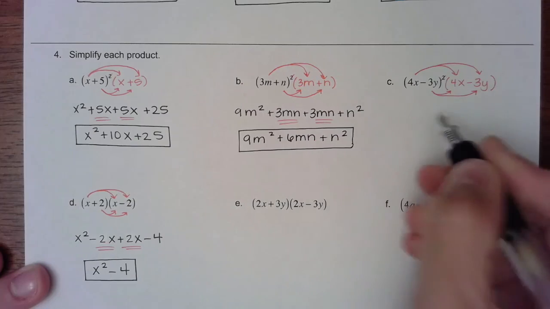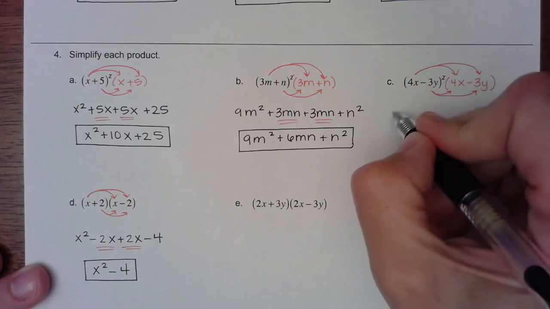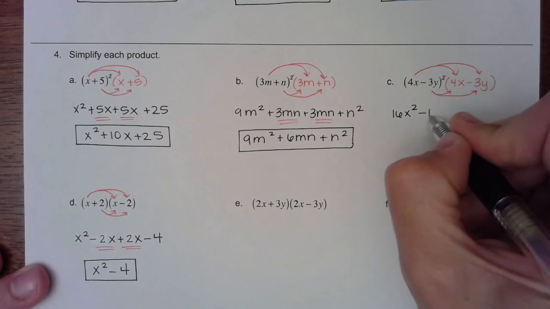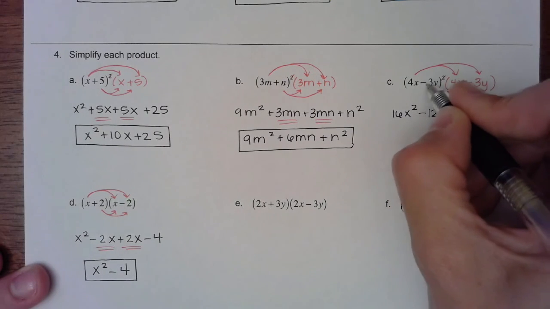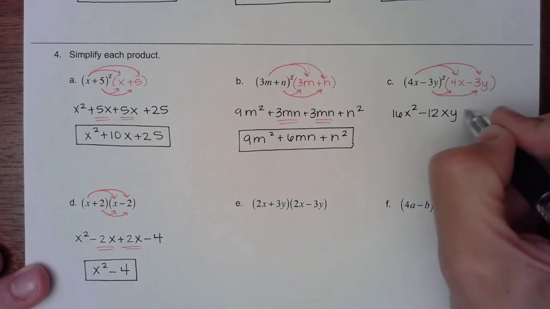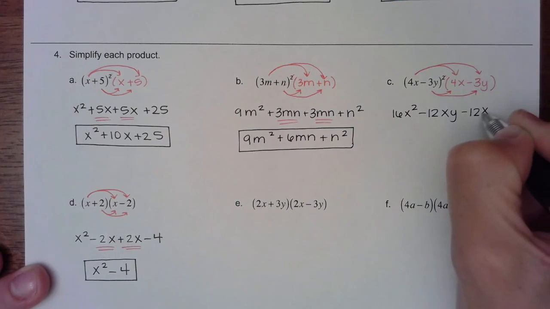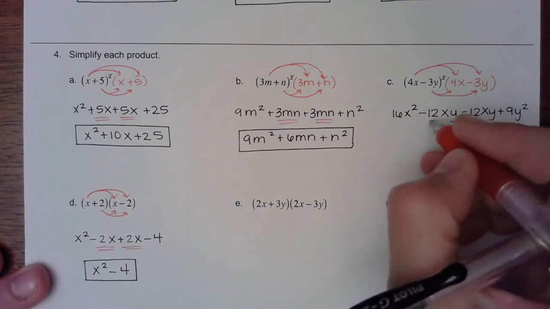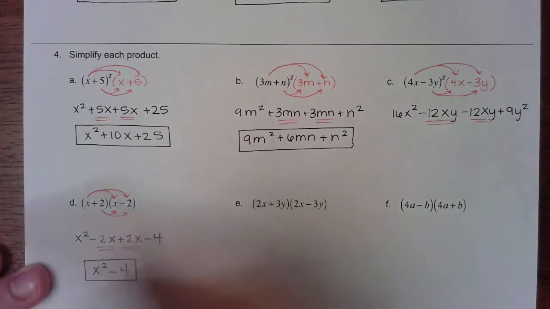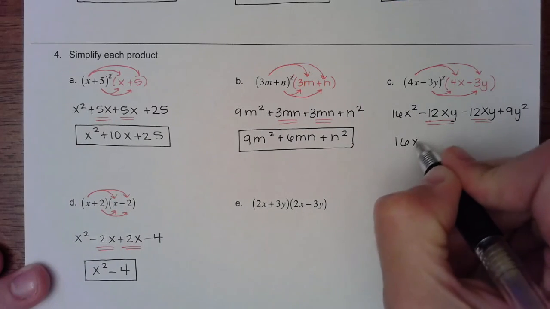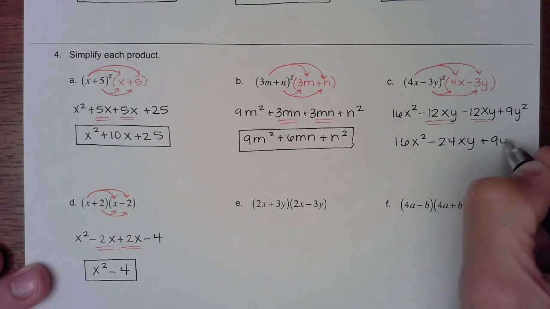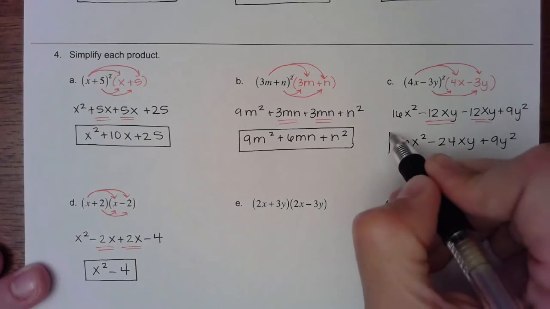And similarly on the last one, 4x times 4x is 16x squared. 4x times negative 3y is negative 12xy. Negative 3y times positive 4x is negative 12xy. And then negative 3y times negative 3y is positive 9y squared. And so on this one, again, the two in the middle usually add together. I'll have 16x squared minus 24xy plus 9y squared. That'll be my final answer for that one.